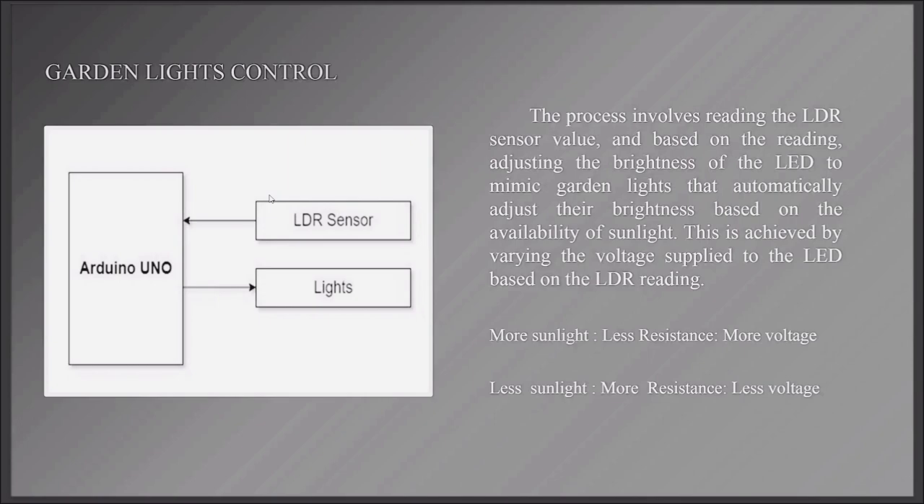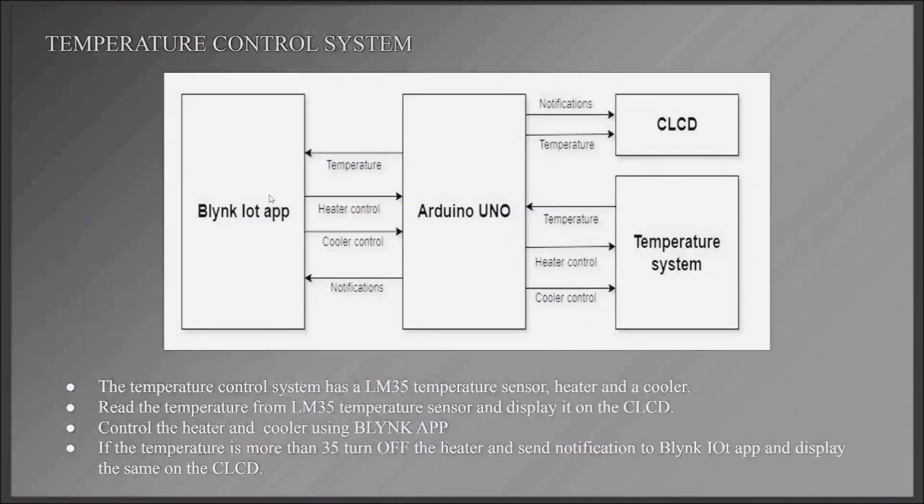If there is more sunlight, there will be less resistance and more voltage. So in this case, the LED brightness will be very less, almost equal to the off condition, and when there is less sunlight there will be more resistance and less voltage. In this case the LED brightness will be maximum. So when we vary the brightness of sunlight, we can see the LED brightness getting varied.